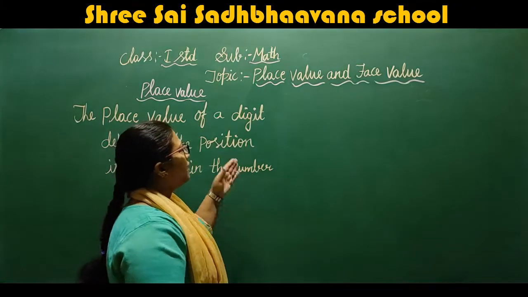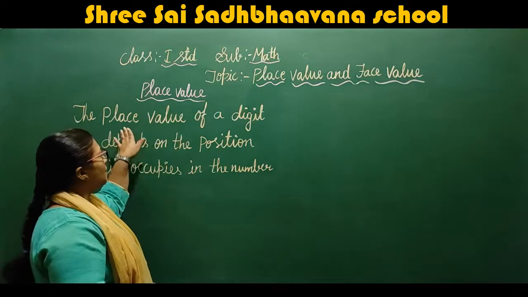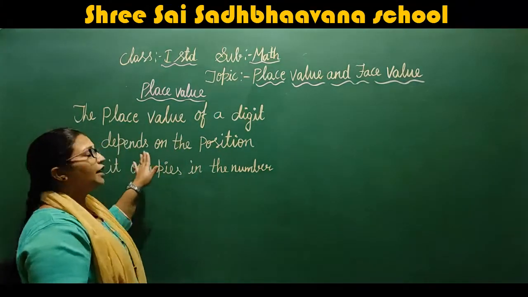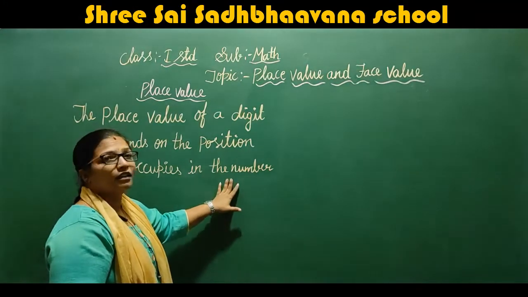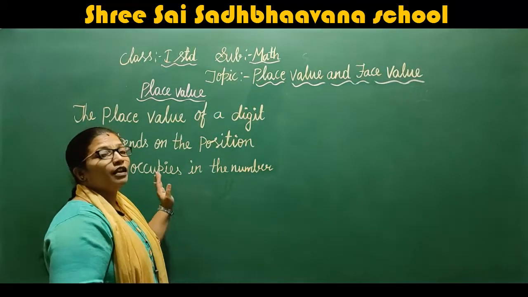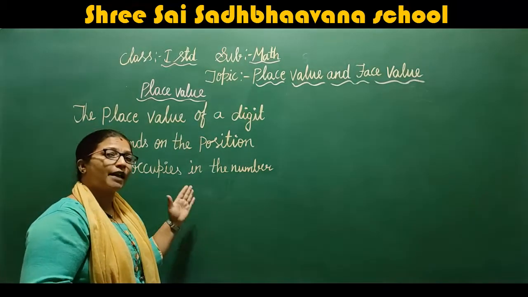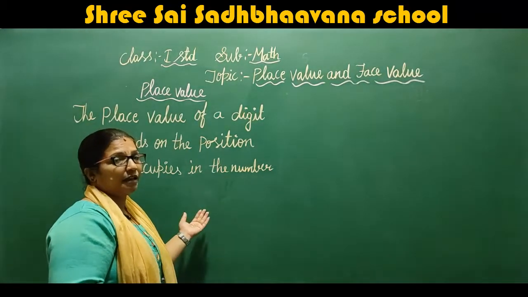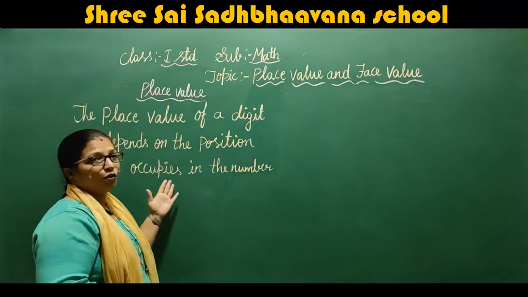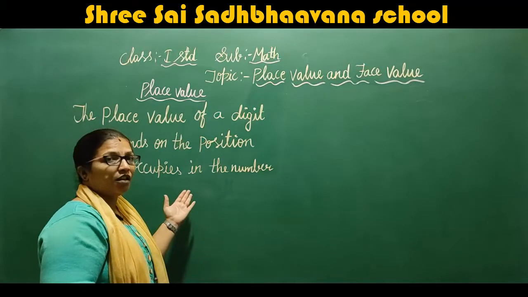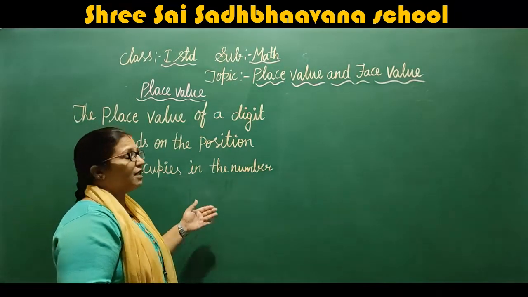So what does place value mean? Place value of a digit depends on the position it occupies in the number. So in which place is the number, in ones place, tens place, or hundreds place? That will decide the place value, in which position it is. So that is the value of that number's place.